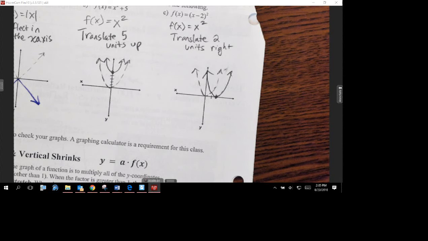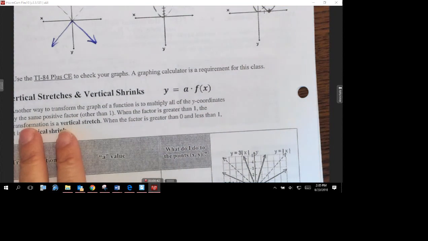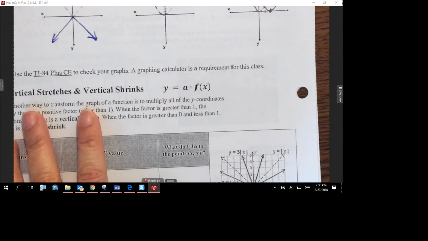How much time do we got? Oh, not much time. Well, we might have to put it off till tomorrow. That's fine. So tomorrow I will go over vertical stretches and shrinks.